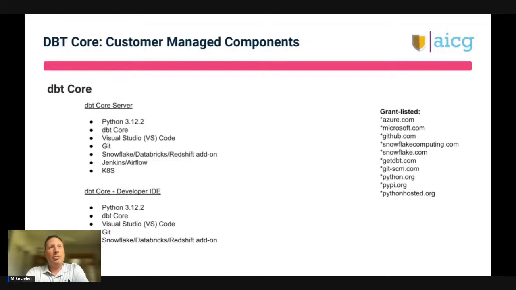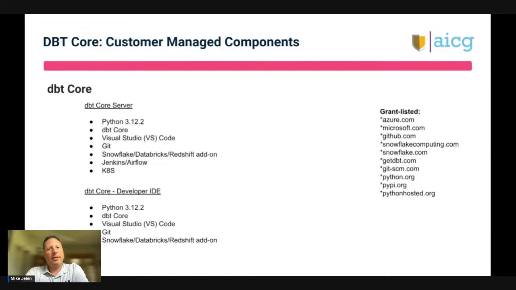So when you think of DBT Core, yes, DBT is open source. If you go with DBT Core, you essentially need to have a server and a developer environment. So your server traditionally runs on a VM. That could be on-premise. It could be in a public cloud of your choosing. But you're going to need to install some software on there in order to get DBT Core to work appropriately.